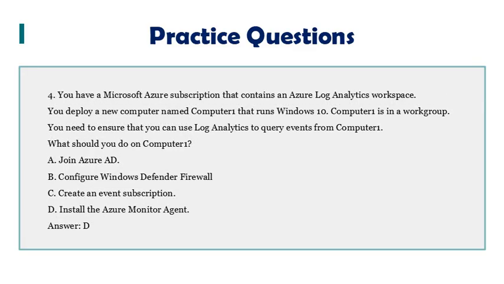4. You have a Microsoft Azure subscription that contains an Azure Log Analytics workspace. You deploy a new computer named Computer One that runs Windows 10. Computer One is in a workgroup. You need to ensure that you can use Log Analytics to query events from Computer One. What should you do on Computer One? A. Join Azure AD. B. Configure Windows Defender Firewall. C. Create an event subscription. D. Install the Azure Monitor Agent. Answer: D.